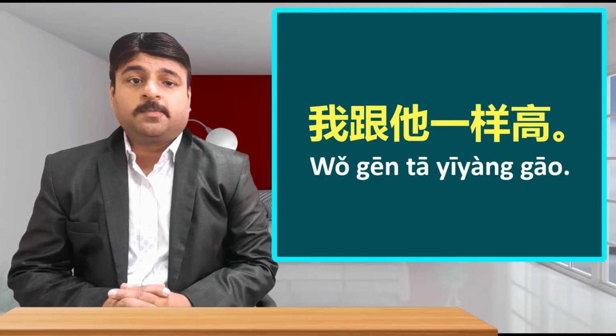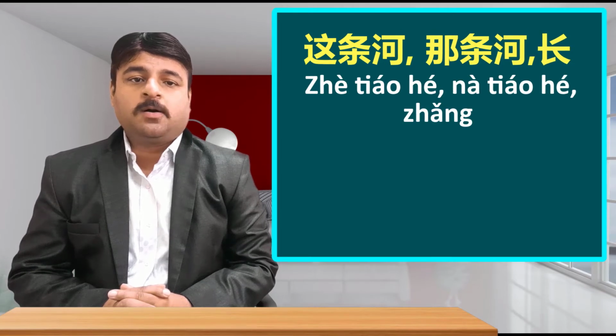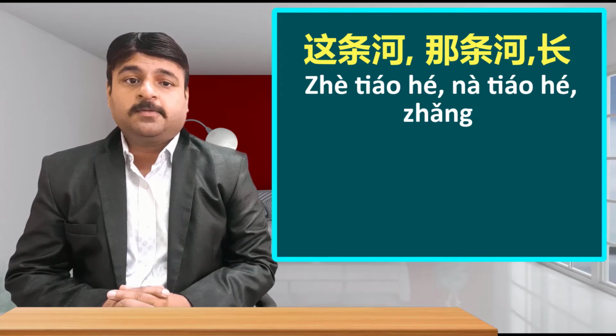Moving on to the words from the box, let us read out the following words. 这条河, 那条河, this river, that river. 长, long. This river is the same length as that river. If we have to say not of the same length, we'll say 不一样, or 一样 for same as, 不一样 not same as. Replace the words in the underlined parts and make a sentence which means this river is not of the same length as that river.